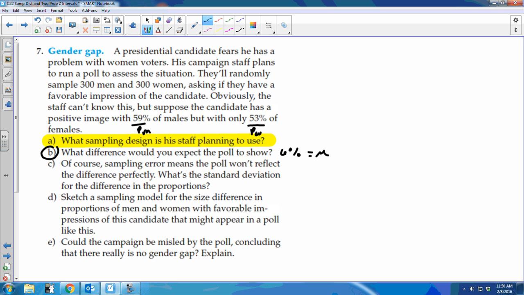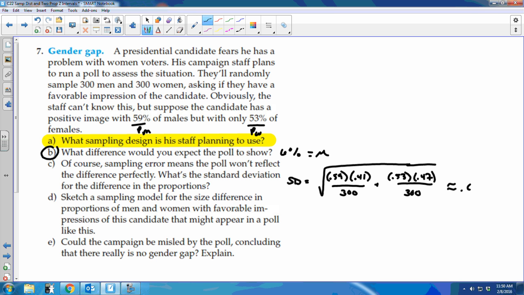C, of course, sampling error means the poll won't reflect the difference perfectly. So what's the standard deviation for the difference in the proportions? So we use that formula that we just talked about. We have to do men and women. So we have 59% and 41% over 300, plus 53%, 47% over 300. And I'm not going to type all this in. I'm going to cheat and look up the answer. About 0.0405.